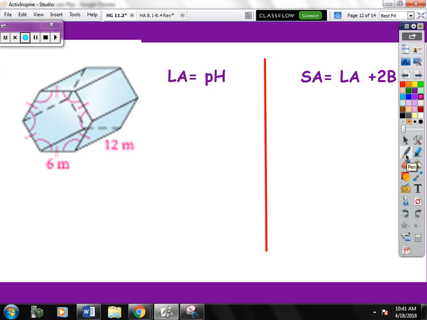A hexagonal prism. Okay, so again, it's the 2 faces, and then everything else is rectangles. So this is when we're going to have to do some work. We have to find the perimeter of the base. Remember, the base is a hexagon. It's the front and the back of the shape. So we have to find the perimeter of the hexagon.